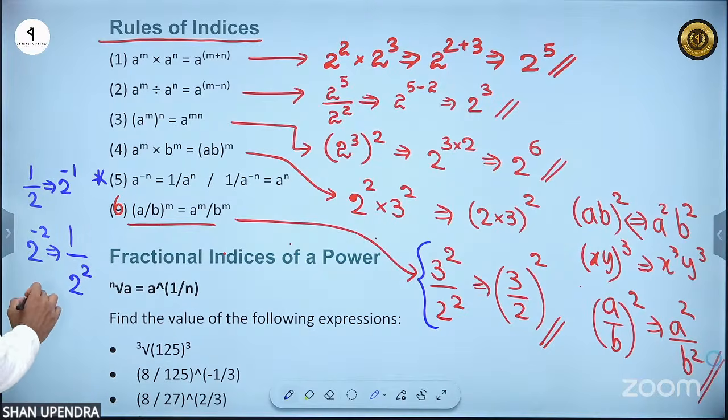Okay. Let's take 1 over 2 to the power minus 3. Then you can take this as 2 to the power plus 3. When there is 1 over 2 to the power minus 3, you can bring this to the numerator, 2 to the power plus 3. This is minus 3. When you take it to the numerator, it becomes plus.